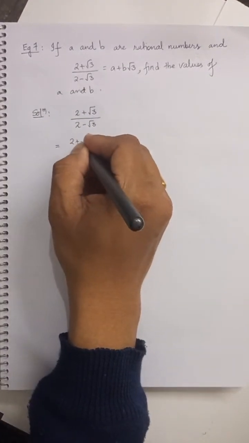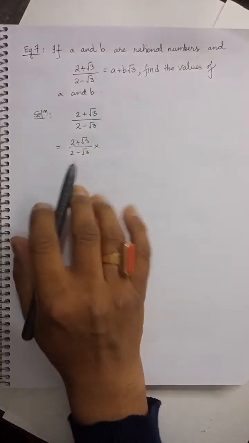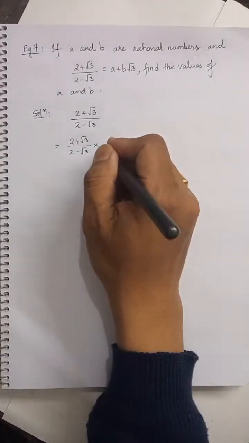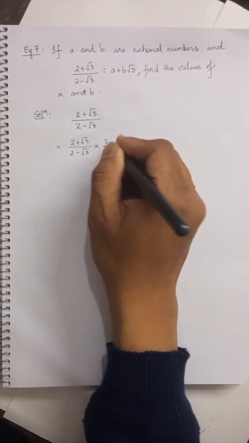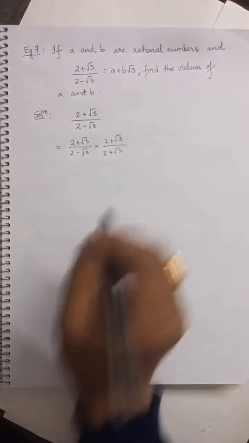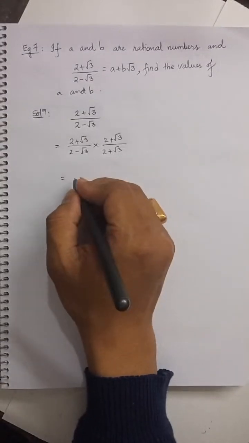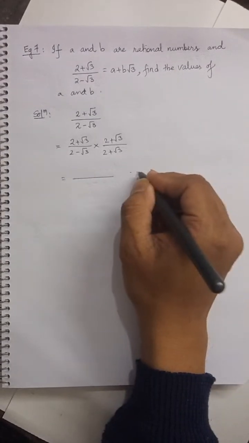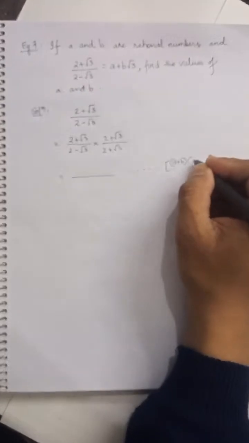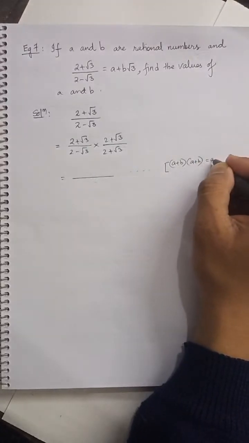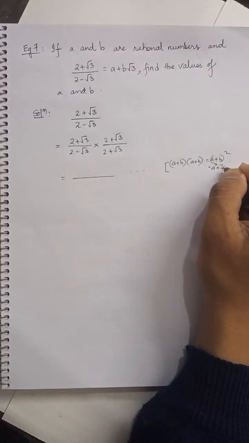So 2 plus root over 3. Like we have been discussing, we are only targeting the denominator. So we have 2 minus root over 3, so we'll multiply it by 2 plus root over 3, and the same goes for the numerator. So in the numerator, which identity are we going to use? We are going to use a plus b into a plus b is what? It is a plus b whole square, and a plus b whole square is a square plus 2ab plus b square.